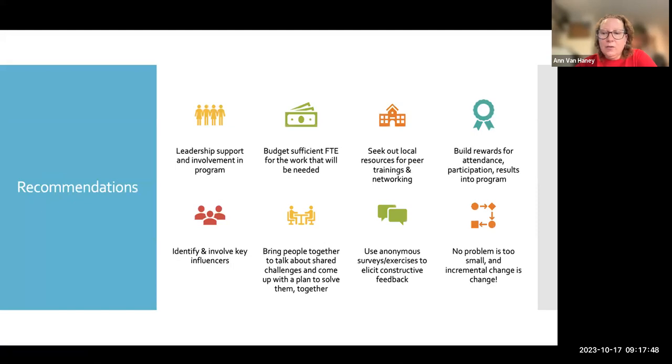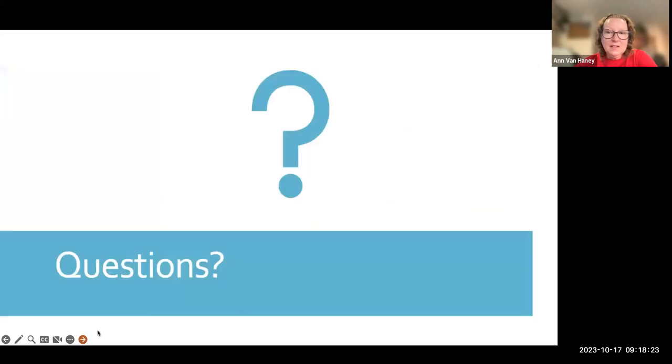And our final recommendations: make sure that you get leadership buy-in, seek out local networks and resources, and make sure that you budget sufficient FTE for what will be needed. I know that's an ongoing problem for all of our projects, is getting enough budget for what we need to do. Get feedback, and remember that no problem is too small, and even if change is just a tiny step at a time, it is change.